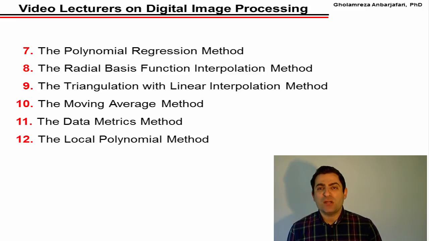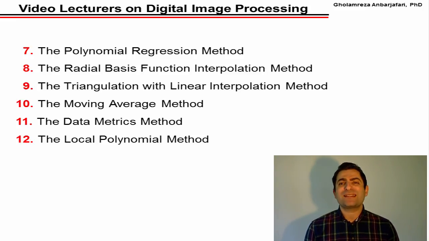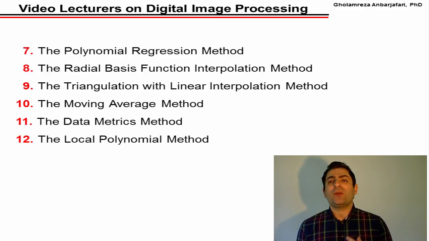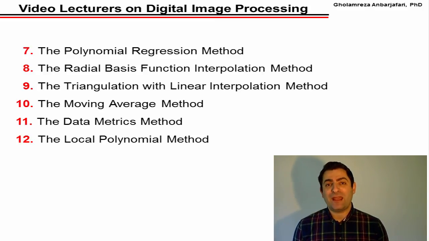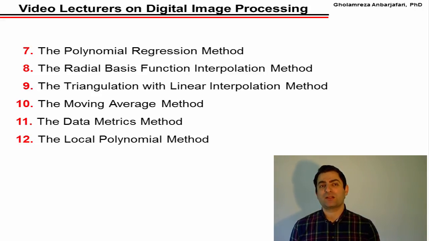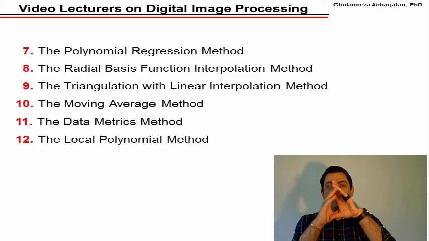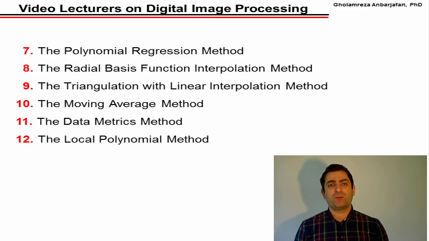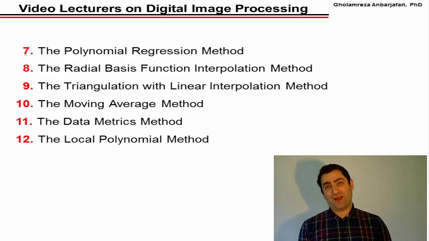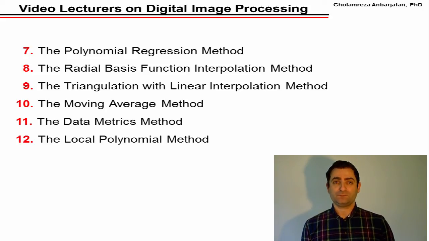Polynomial regression is used to define large-scale trends and patterns in the data. Polynomial regression is not really an interpolator because it is not estimating much of the data, but it tells you a very nice trend, a very nice formula and curve, which you can use in order to find out what is the unknown intensity value that you need to find.